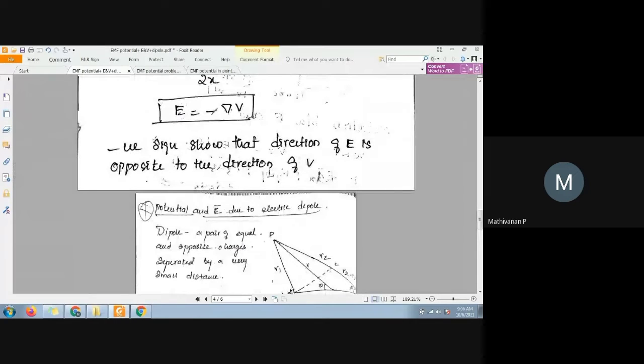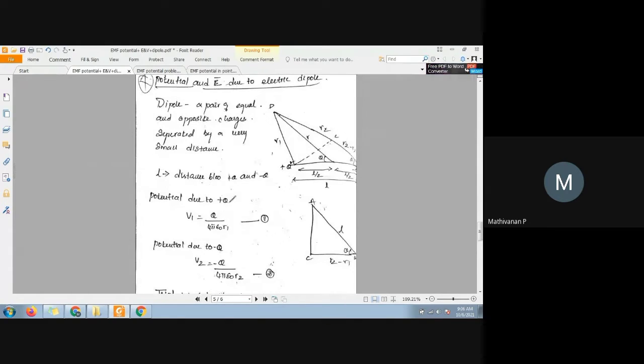We are going to use this relation E is equal to minus del V. So how are we going to use this one? First, you should know what a dipole is. The definition for a dipole is two equal and opposite charges.